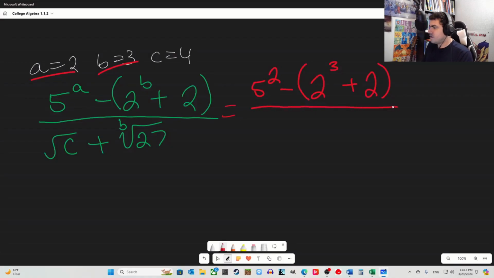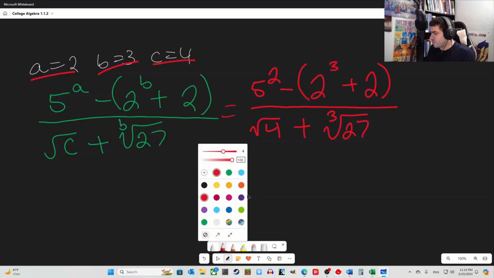Close parentheses, divided by square root of C. We have C marked as 4. So we got the square root of 4 plus the B root of 27. B we have marked as 3. So that's the cube root of 27. Quite the equation, huh? Don't worry, it's super easy.